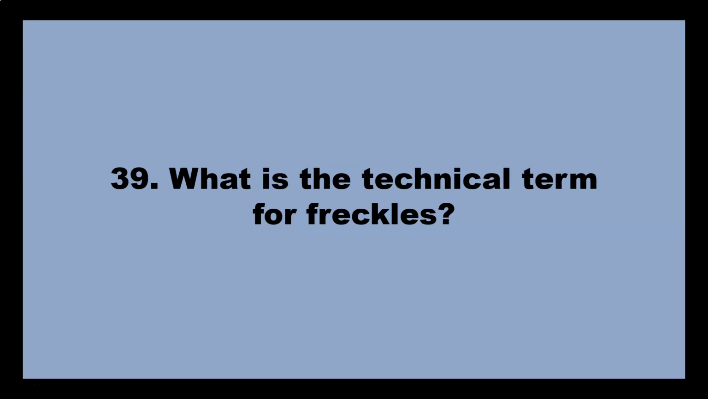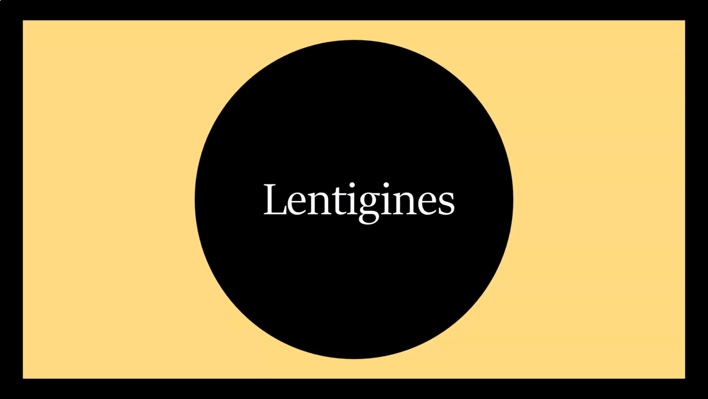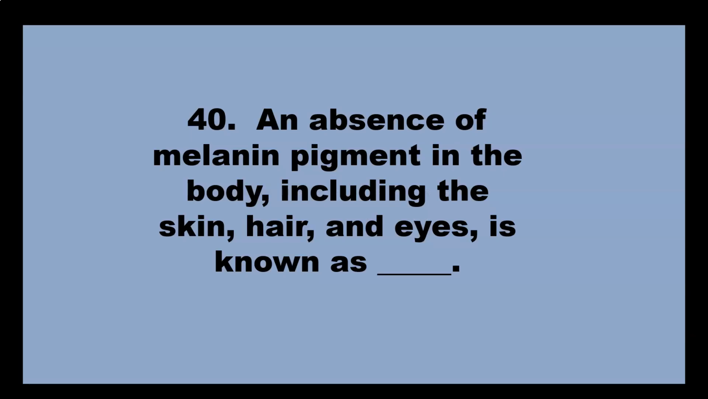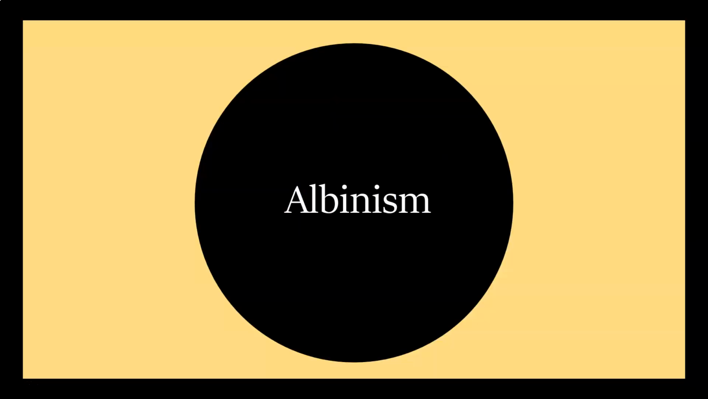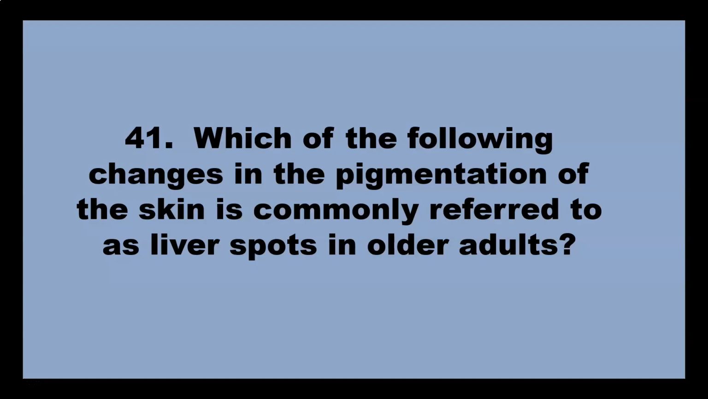What is the technical term for freckles? An absence of melanin pigment in the body, including the skin, hair, and eyes, is known as... Which of the following changes in the pigmentation of the skin is commonly referred to as liver spots in older adults?